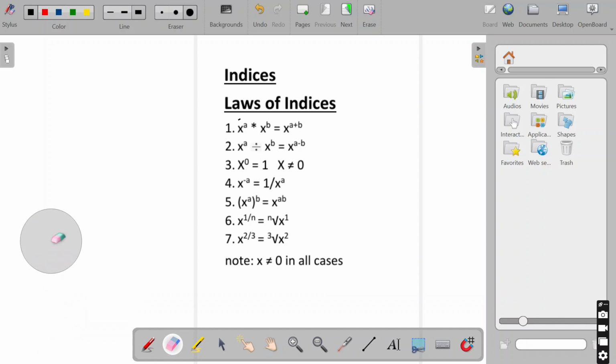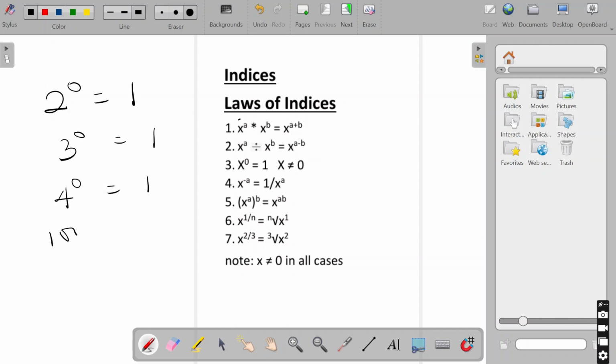So in that wise, let's go to the third law of indices, which says that any number raised to the power of 0, no matter the number, is 1. That means 2 raised to the power 0 is 1. Just note all this. 3 raised to the power 0 is 1. 4 raised to the power 0 is 1. 1000 raised to the power 0 is 1. 1 million raised to the power of 0 is 1.